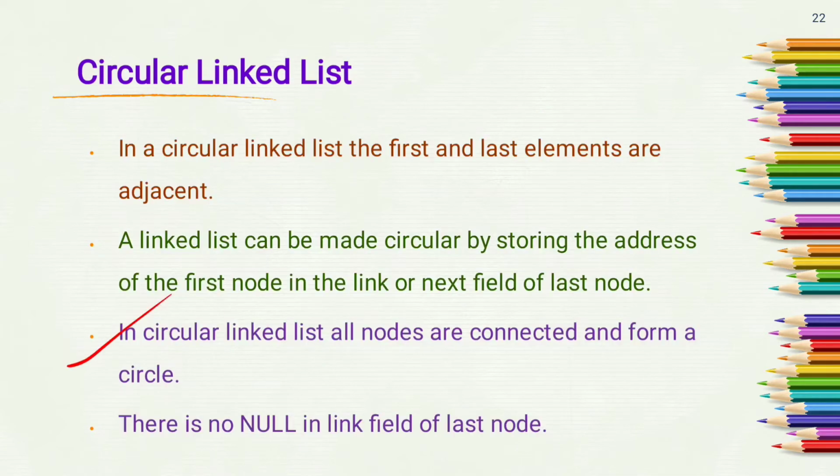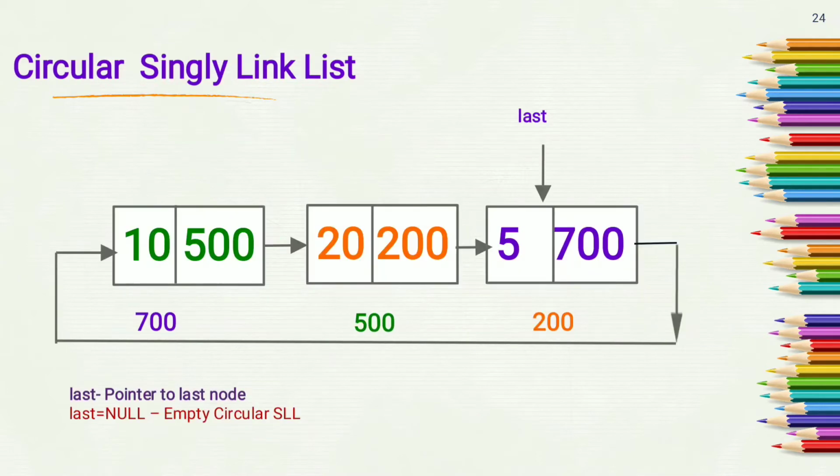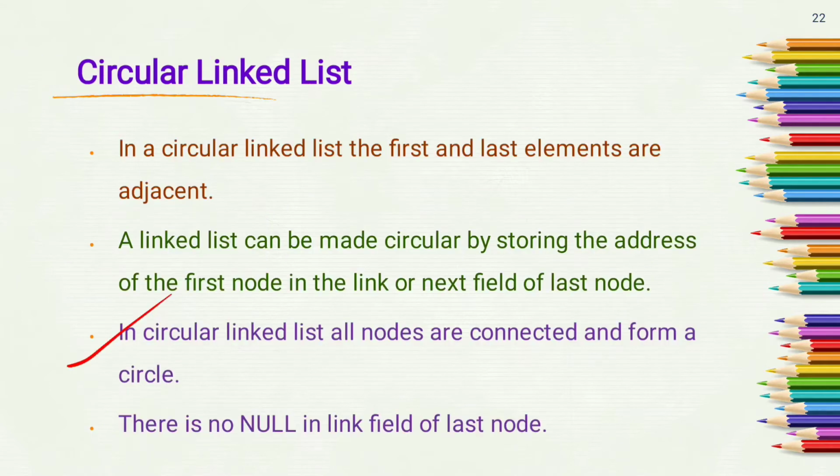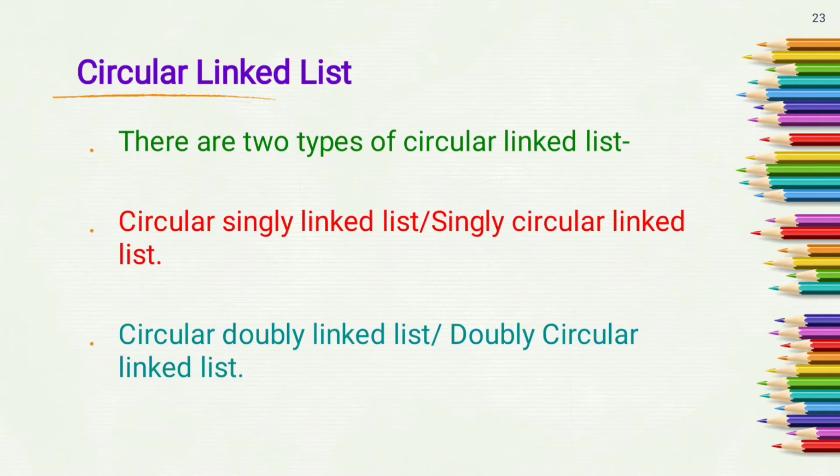In a circular linked list, all nodes are connected and form a circle. There is no null in the link field of the last node. As the last node contains the address of the first node, there is no null value in the circular linked list.